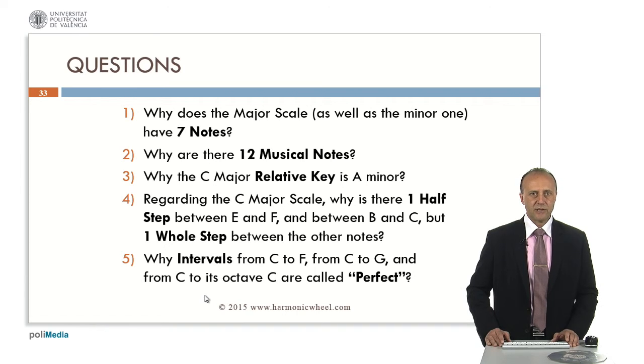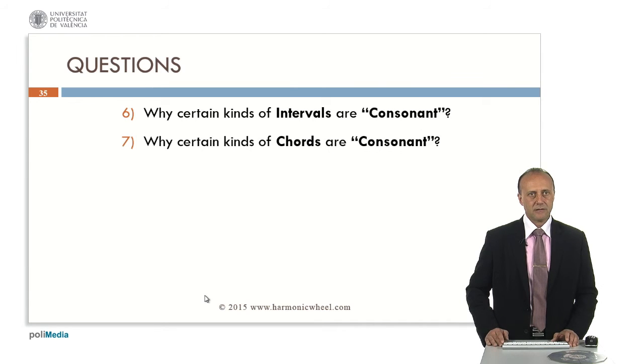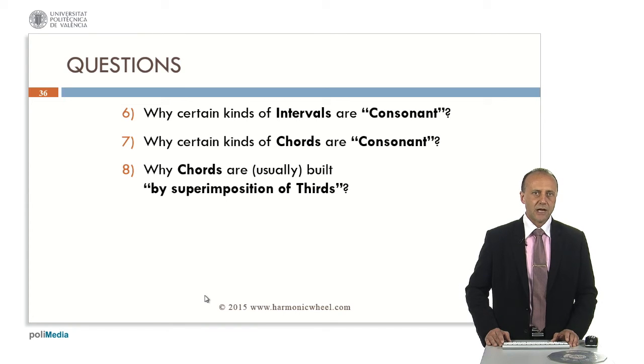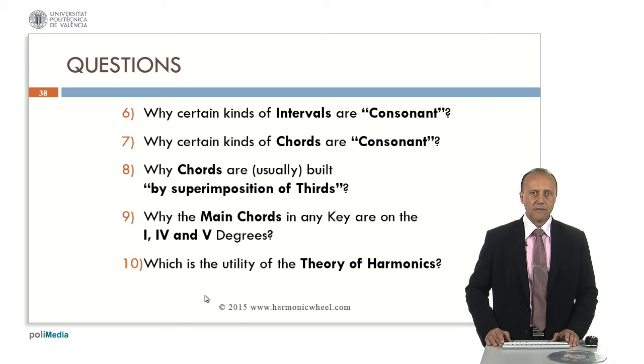Why are intervals from C to F, from C to G, and from C to its octave C called perfect? Why are certain kinds of intervals consonant? Why are certain kinds of chords consonant? Why are chords usually built by superimposition of thirds? Why are the main chords in any key on the 1st, 4th, and 5th degrees and no other ones? What is the utility of the theory of harmonics? I will answer these questions in other presentations.